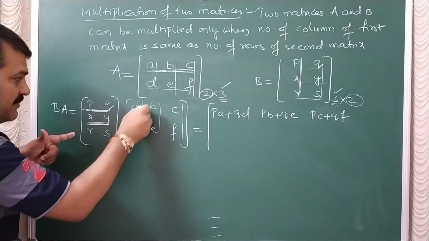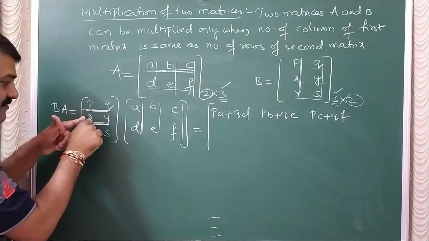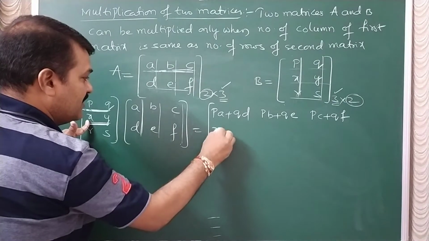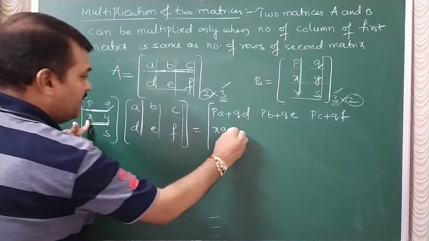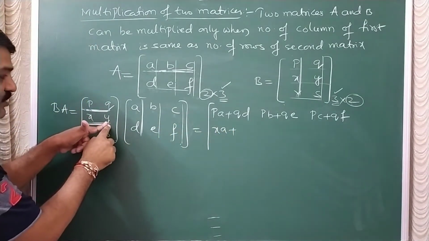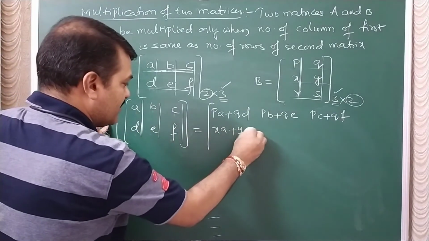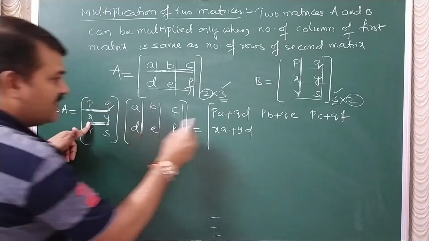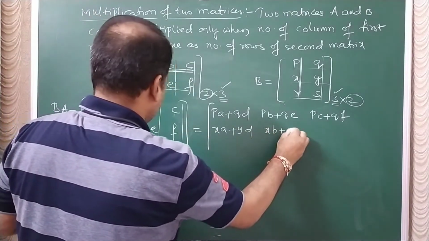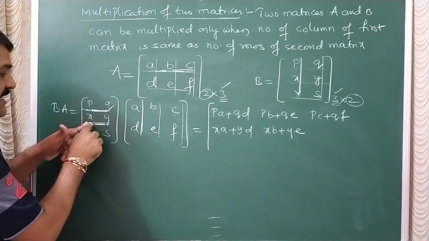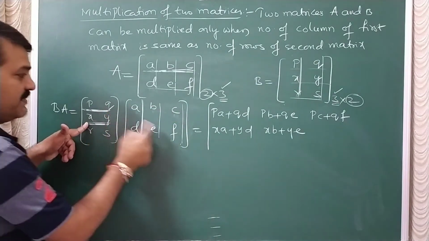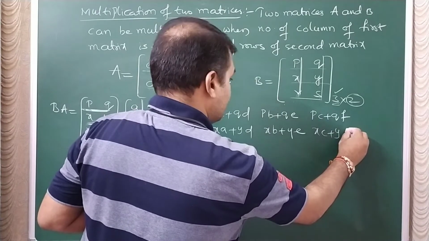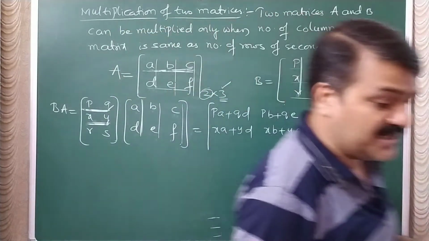So second row multiplied with first column means what? First element in second row multiplied with first element of column, plus second element of row multiplied with second element of column. Second row into second column, x into b plus y into e. Second row into third column, x into c plus y into f. This is the process. Okay, so this is the process. Like this we are going to multiply.